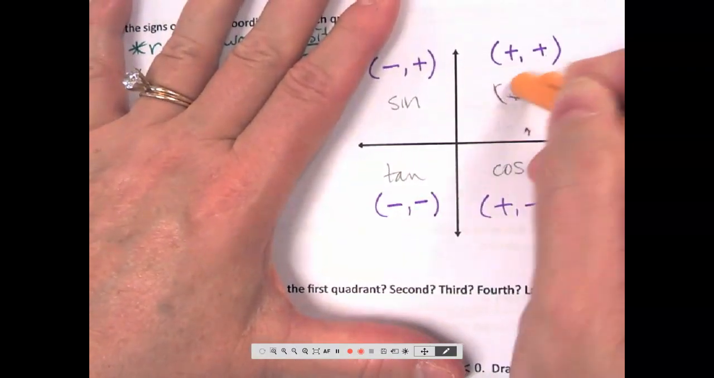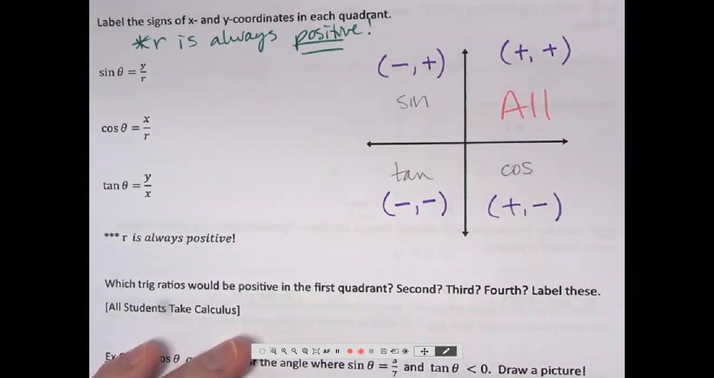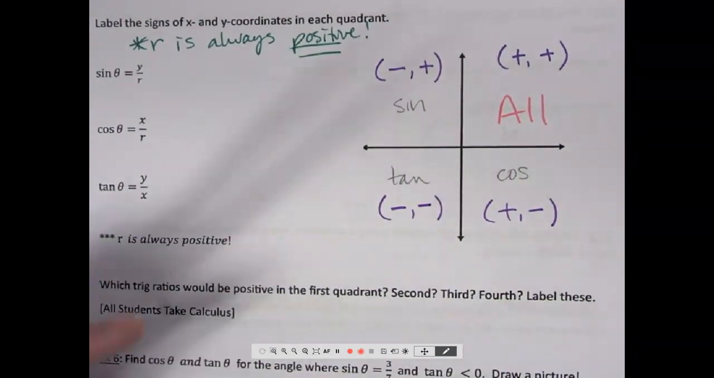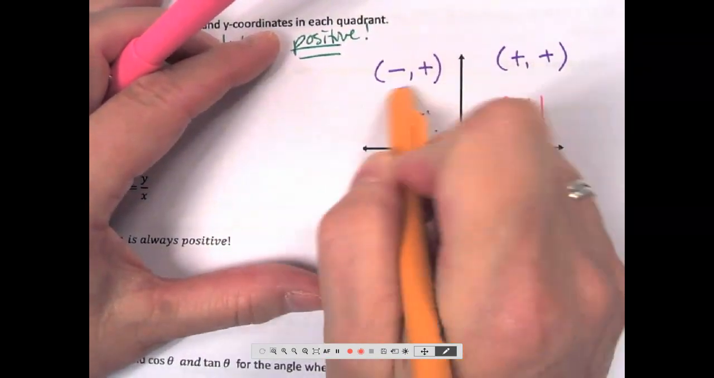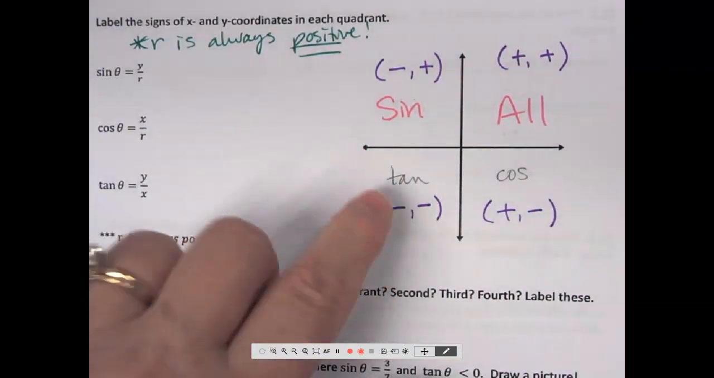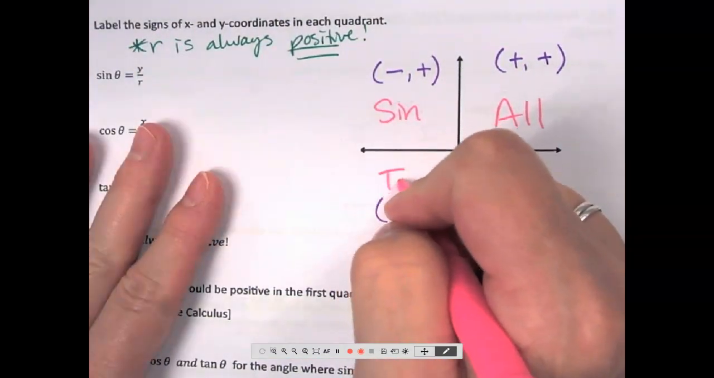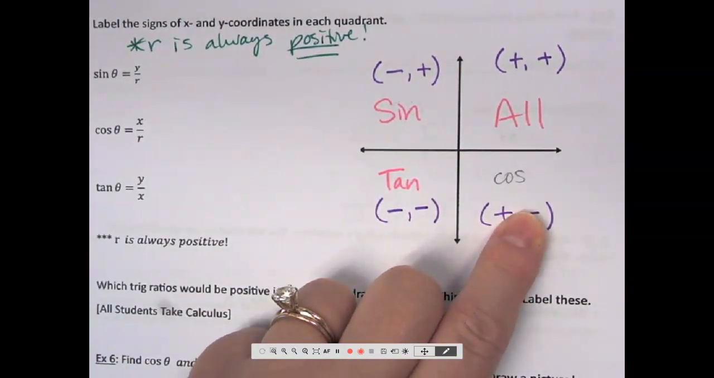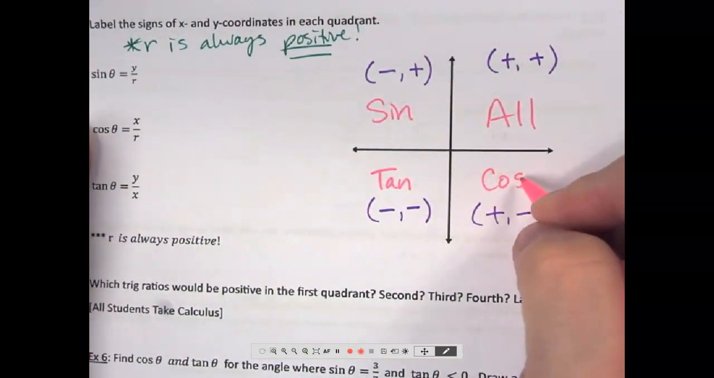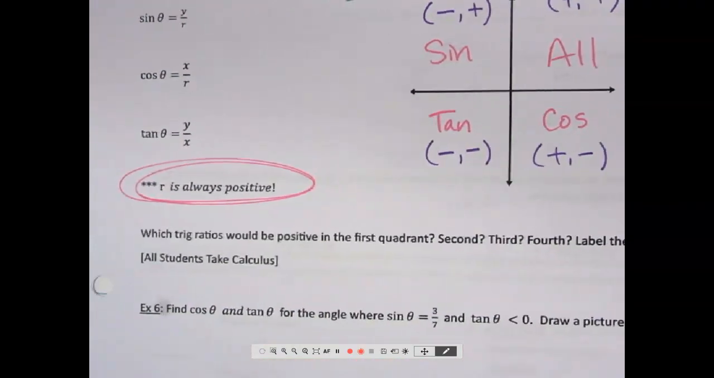Okay? Alright, so this is kind of a little, I don't know if it's a trick, but it's a summary of what we just talked about. What's positive in each quadrant? All are positive here. Everything is positive: sine, cosine, tangent, and their reciprocals. Okay, what's positive in the second quadrant? Only sine and its reciprocal. What's positive in the third? Only tangent and reciprocal. What's positive in the fourth quadrant? Only cosine and its reciprocal.